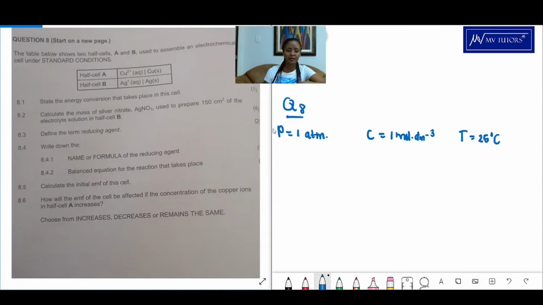So we have half cell A, where we have copper 2 plus ions, and then that stroke, which indicates your electrode. In this case the electrode would be the copper solid. In half cell B you have silver ions in aqueous solution, and then the solid silver. If you had a double stroke, that would indicate the salt bridge. So now, 8.1.